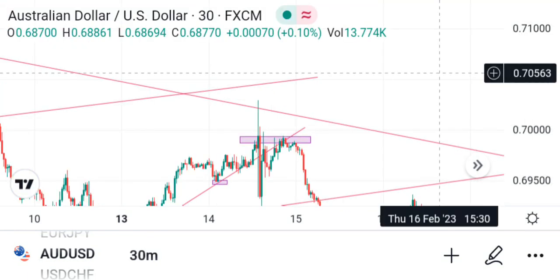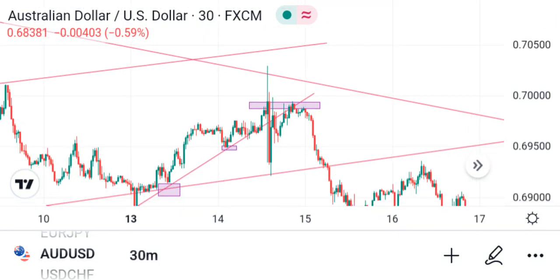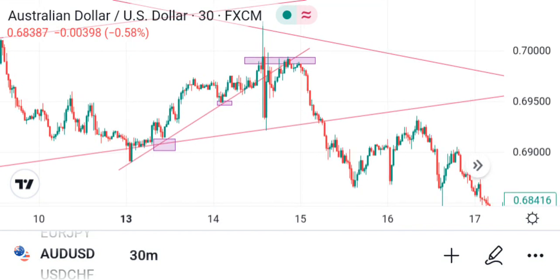So all we have to do is look for opportunity here and ride the market to the downside, meaning we are bearish in this market. And now don't forget, what I did was I did my analysis from the 4 hours.